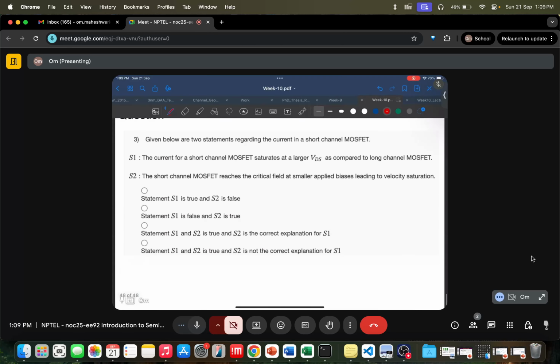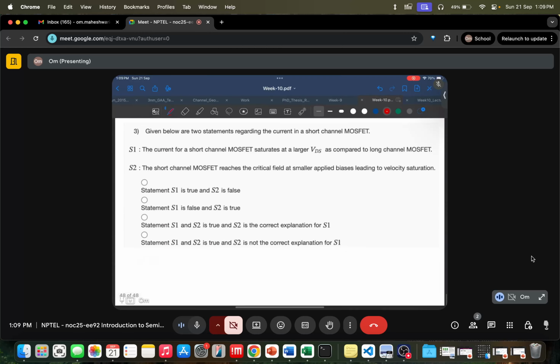Next question. Given below are two statements regarding the current in a short channel MOSFET. Statement 1, the current in a short channel MOSFET saturates at a larger VDS compared to long channel MOSFETs. Statement 2, the short channel MOSFET reaches the critical field at smaller applied bias leading to velocity saturation.